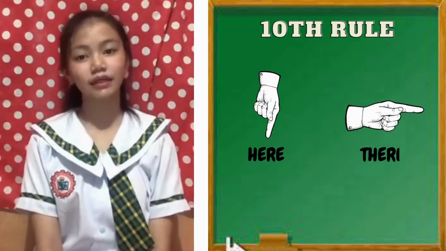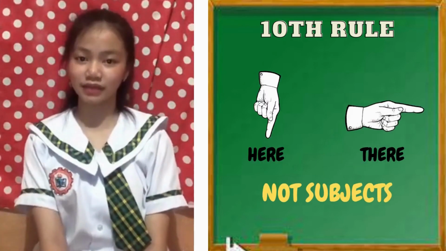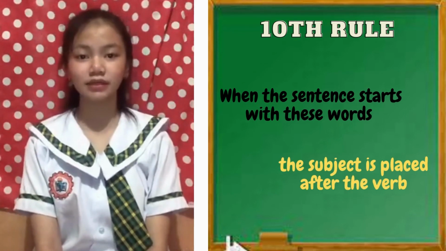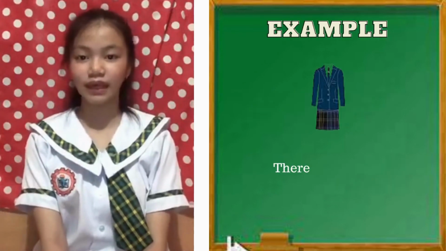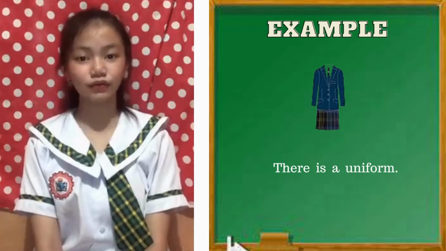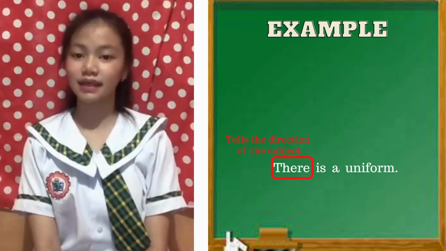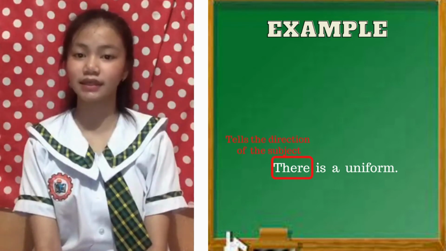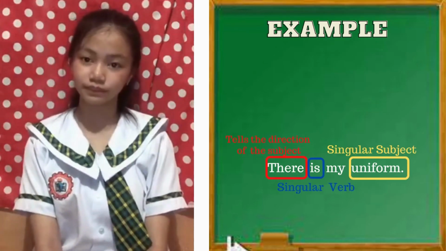Tenth rule: the words here and there are not subjects. When the sentence starts with these words, the subject is placed after the verb. Example: there is a uniform. There in that sentence simply tells something about the location of the subject of our sentence, which is uniform.